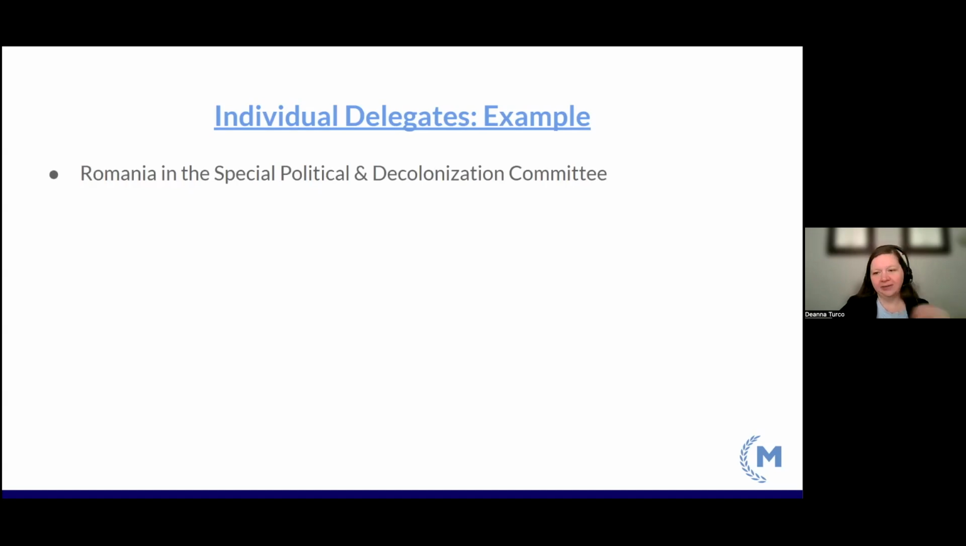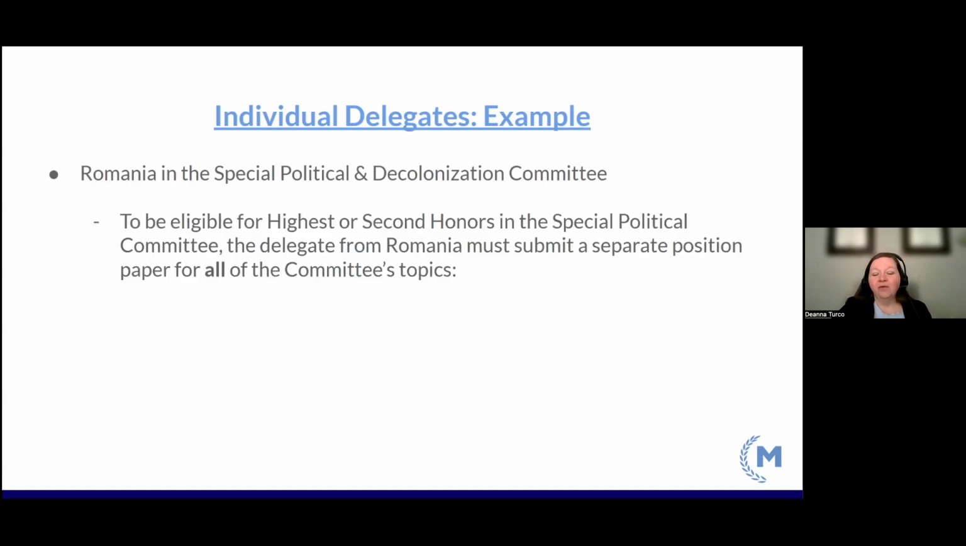So let me give you that example. For an individual delegate, let's say you're Romania in the Special Political and Decolonization Committee, or Special Political. For Romania to be eligible for the highest or second honors, which are the honors that we give away, the delegate from Romania must submit separate position papers for all of the committee's topics.